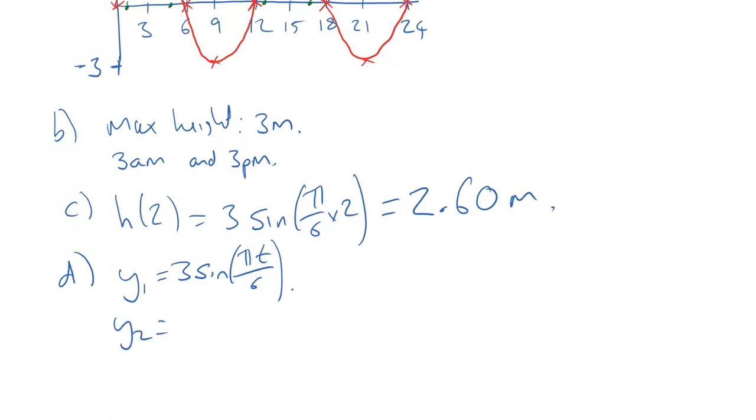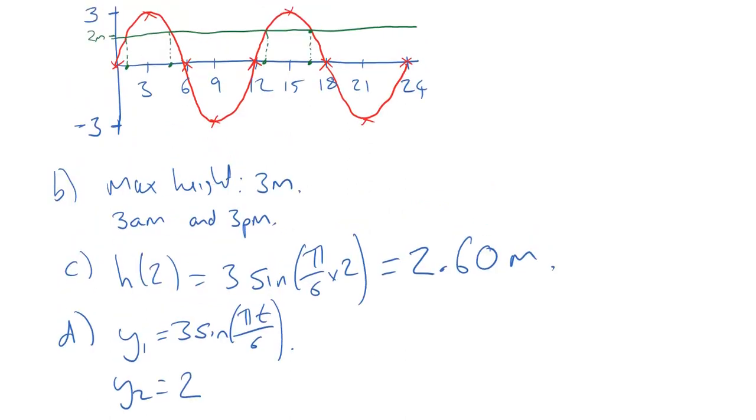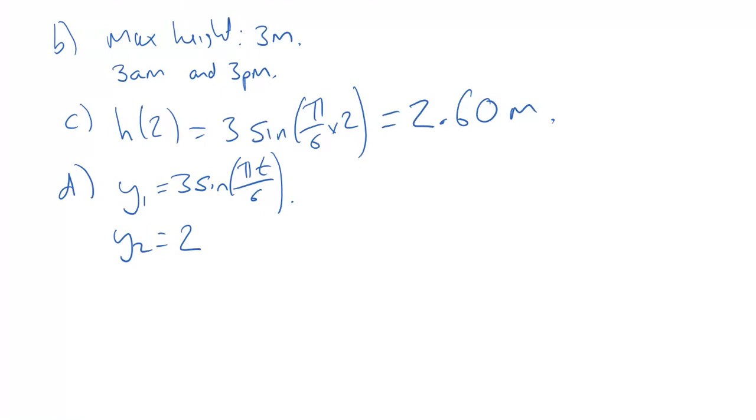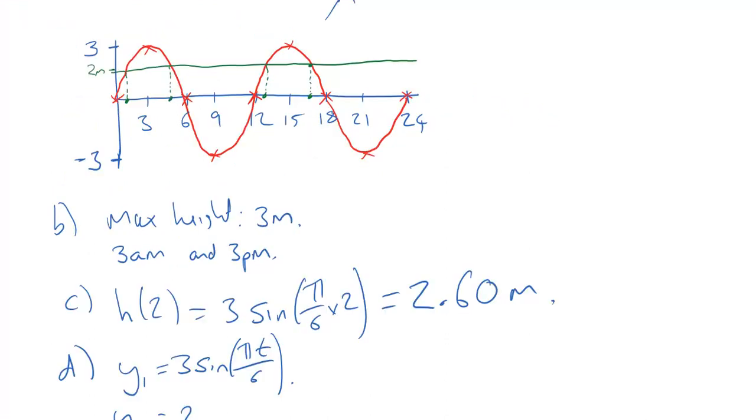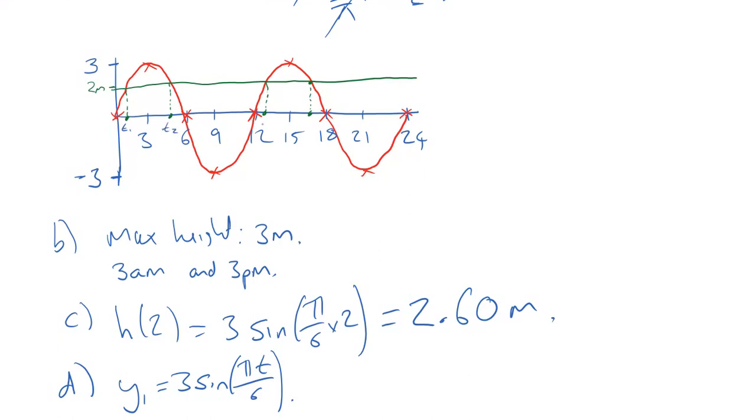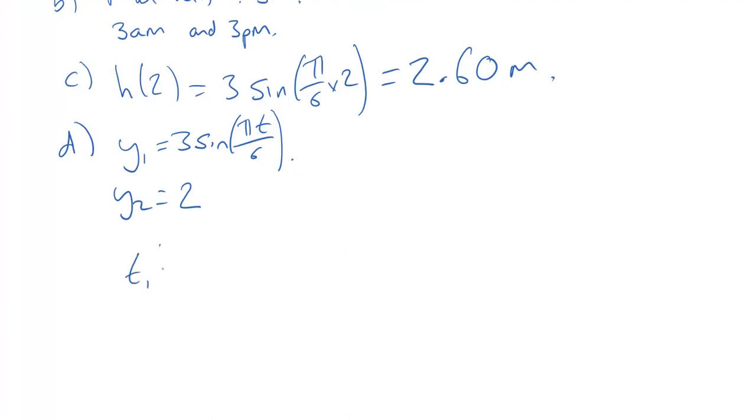The second thing we're going to plot is y is equal to 2. That will get the exact replication of what we have in the diagram here. We will use the intersection feature, and we should be able to generate some values. We are going to end up with, let's call them, T1, T2, T3 and T4. T1 is 1.39, T2 is 4.61, and if we add 12 to both of those, T3 is 13.39, and T4 is 16.61.